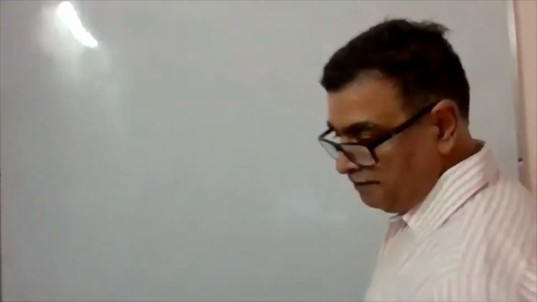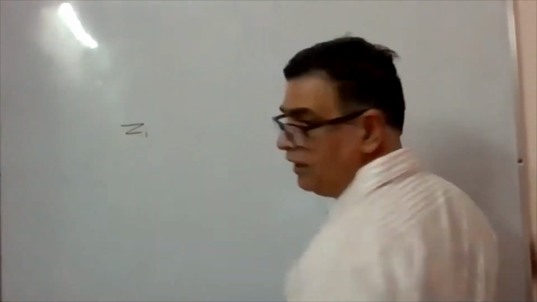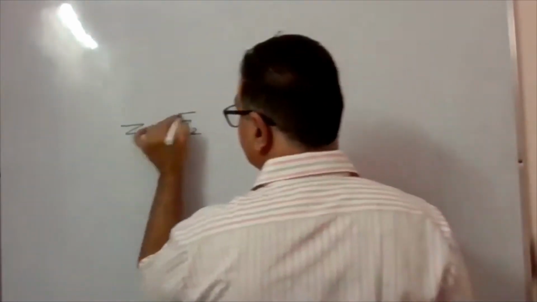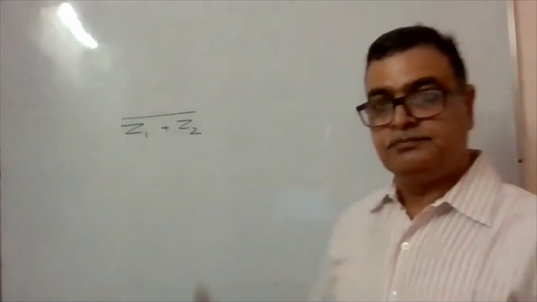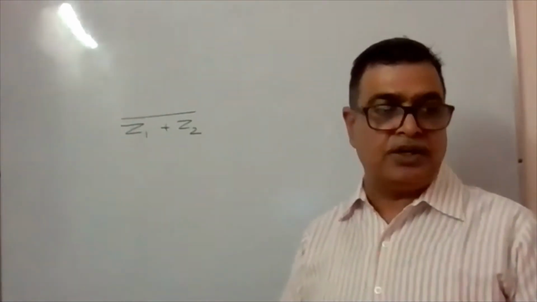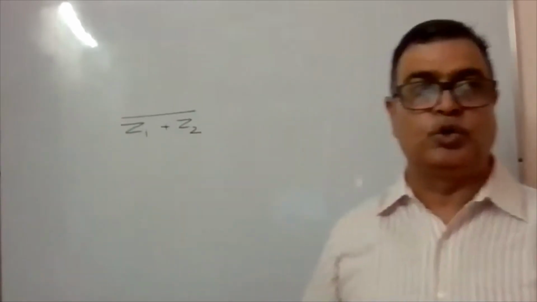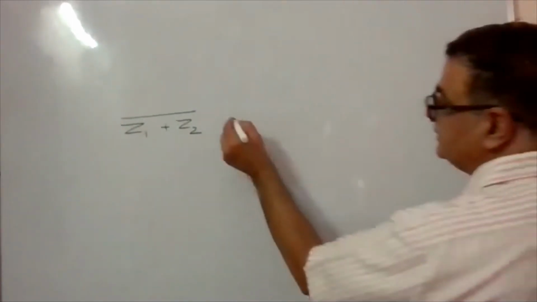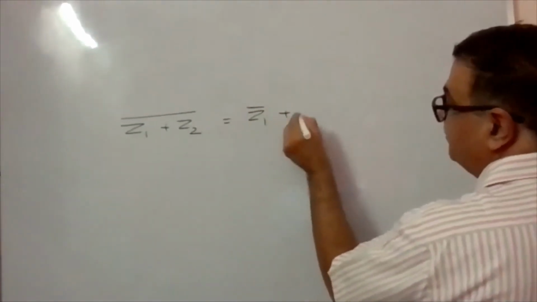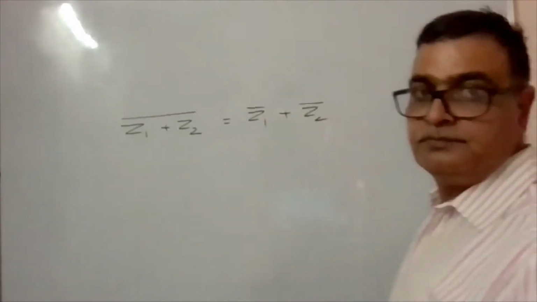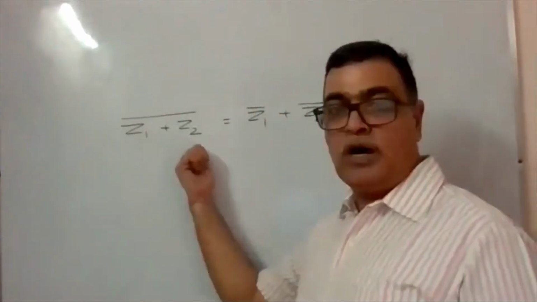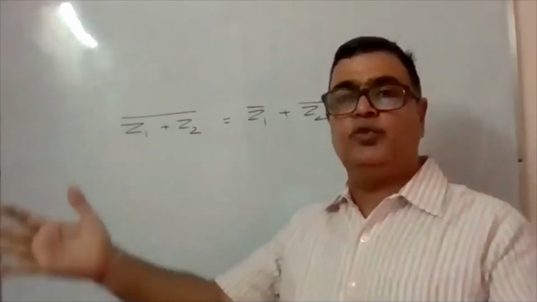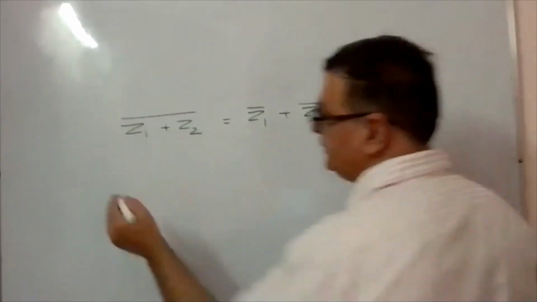Next property, please. Next property says that if you have a complex number Z1, to which you add another complex number Z2, and take the bar on the total. Z1 plus Z2 whole bar can be written as Z1 bar plus Z2 bar. It means if you add two complex numbers first and then take the conjugate, or you take the conjugate first and then add, you will find the same result. This you can prove easily.